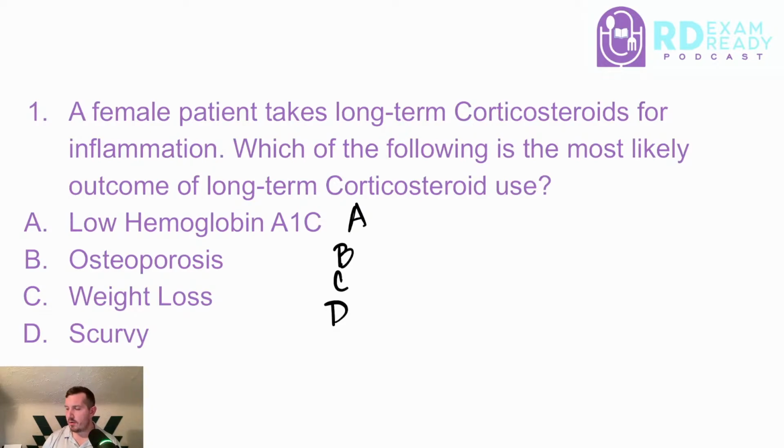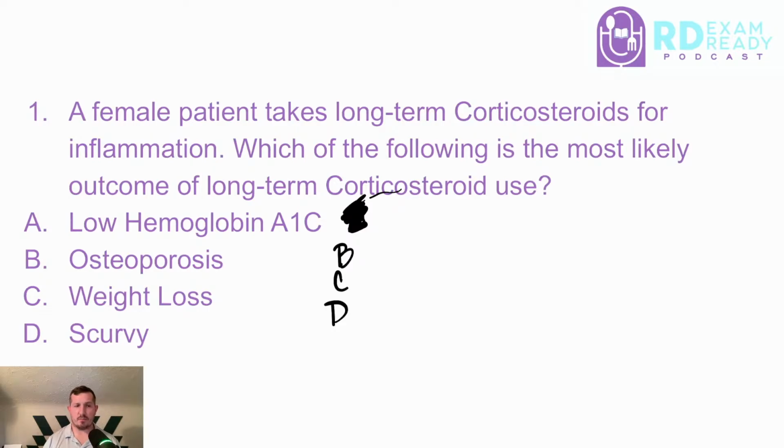A, a low hemoglobin A1C. So I think about the corticosteroid use and I ask myself, what does it do with blood sugars? Well, corticosteroids usually spike my blood sugars. So I don't really think that this is going to be an issue of a low hemoglobin A1C. I would say actually over time, it's going to be high A1C. And because of that, I know A is not the best answer.